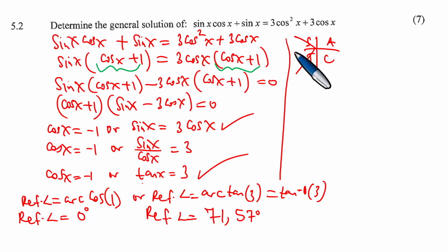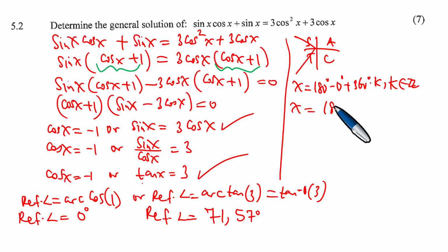So we're going to need an angle in the second quadrant. And so that is going to be exactly 180 degrees. So x is going to be the same as 180 degrees minus 0 degrees plus 360 degrees times k, k an element of the set of integers. And this gives us 180 degrees plus 360 degrees times k, k in Z.